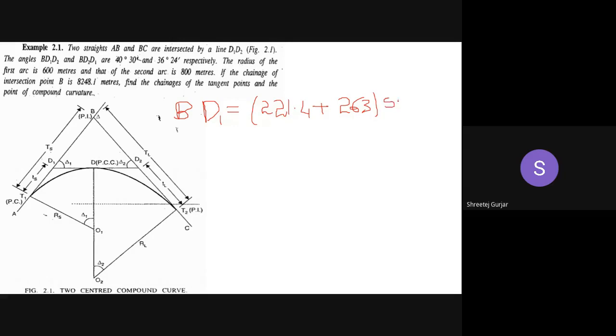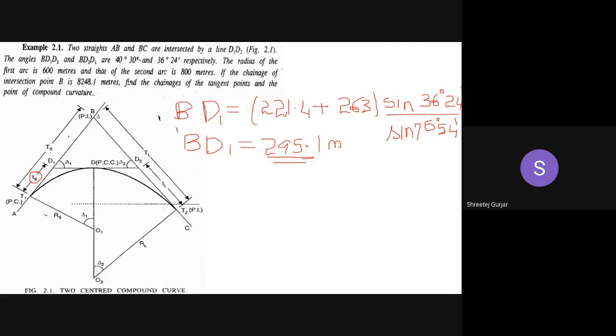Into sine delta 2. What is the value of delta 2? Delta 2 is 36 degrees, correct. 36 degrees, 24 minutes. Divided by sine delta. What is the total angle which you have told me? 76 degrees, 54 minutes. So if you substitute these values in a calculator, you will get the value of BD1 as 295.1 meters. So we have calculated TS.